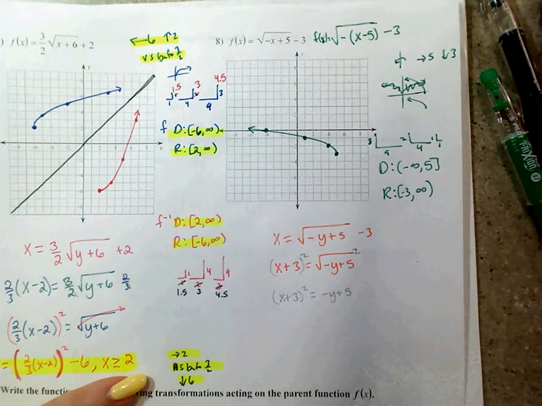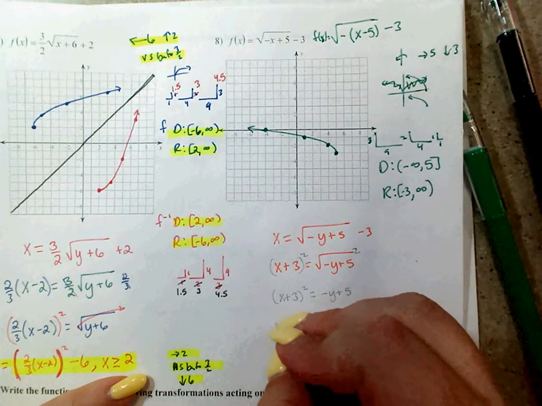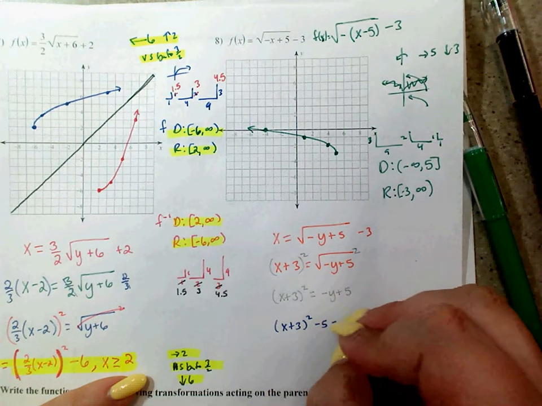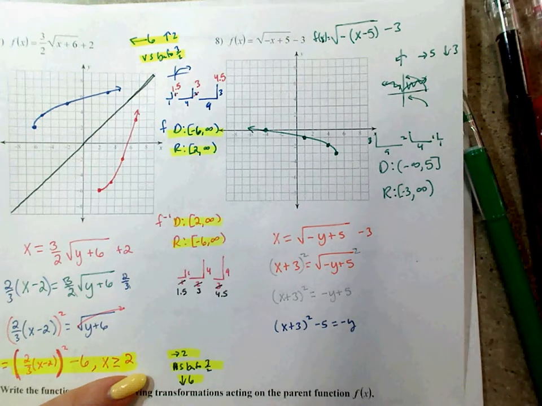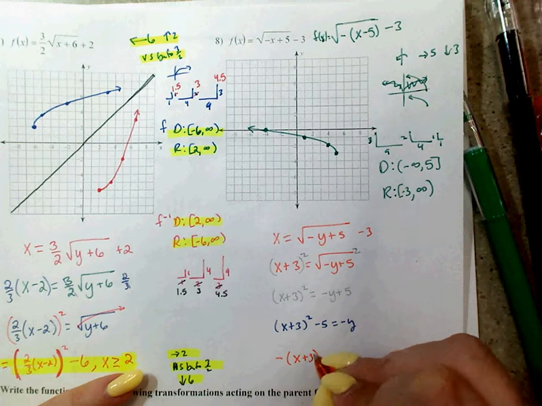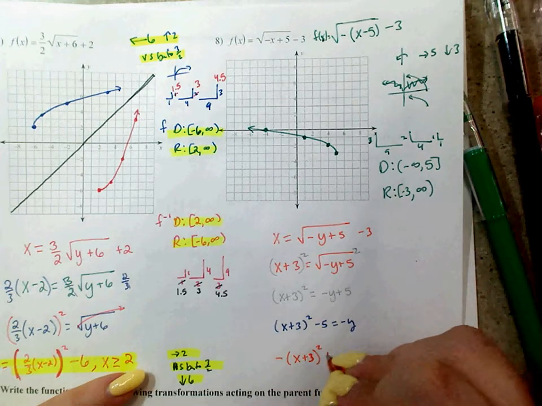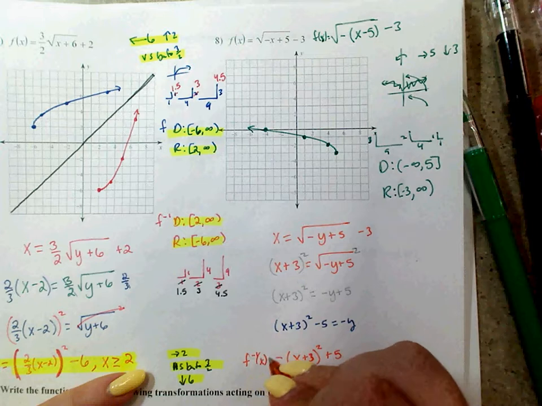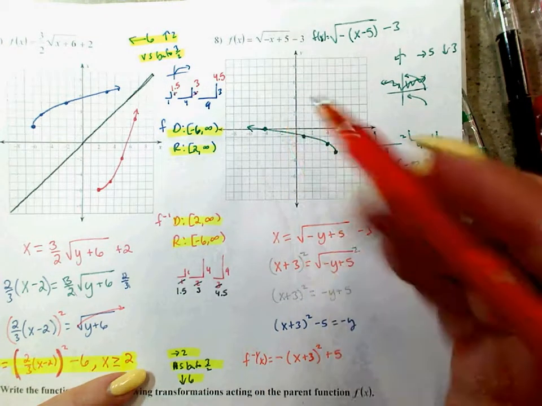I'm going to subtract the 5. X plus 3 quantity squared minus 5 equals negative y. And I'm going to divide by the negative. So that puts a negative in the front, and then that makes that positive 5. And I'm going to put the f inverse over here. Because I remember that if I start with a square root, I can only end up with half a parabola.